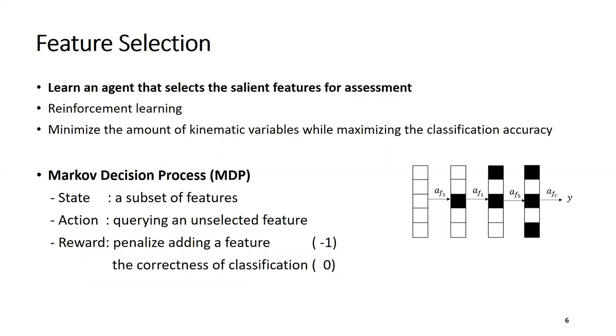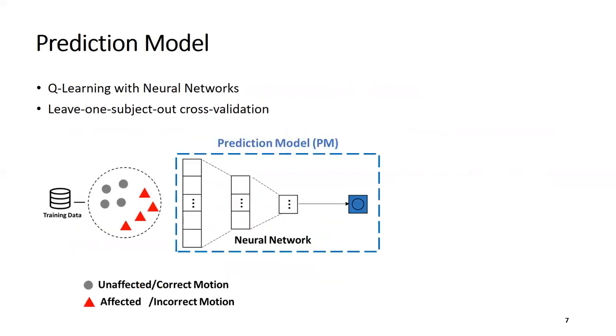Specifically, we formulate the MDP to minimize the amount of kinematic variables while maximizing classification accuracy, where the state of the MDP is the core set of the features, the action is to query an unselected feature, and the reward is to penalize adding a new feature. For implementation, we apply deep Q-learning with a neural network and evaluate with leave-one-subject-out cross-validation.